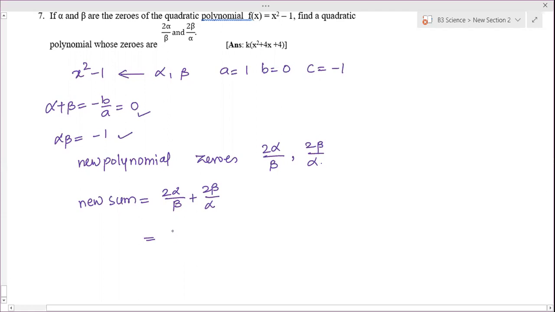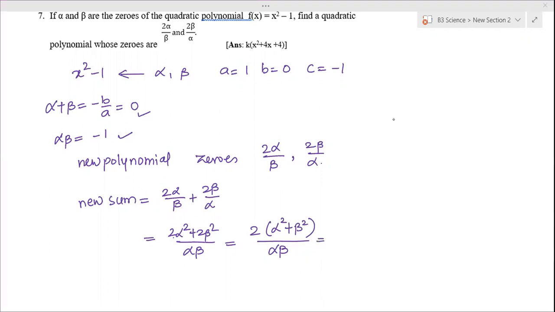2 alpha beta, 2 alpha square plus 2 beta square by alpha beta, right? Then take 2 common. It is alpha square plus beta square by alpha beta. Now, what has to be done? Substitute alpha beta from the previous thing.